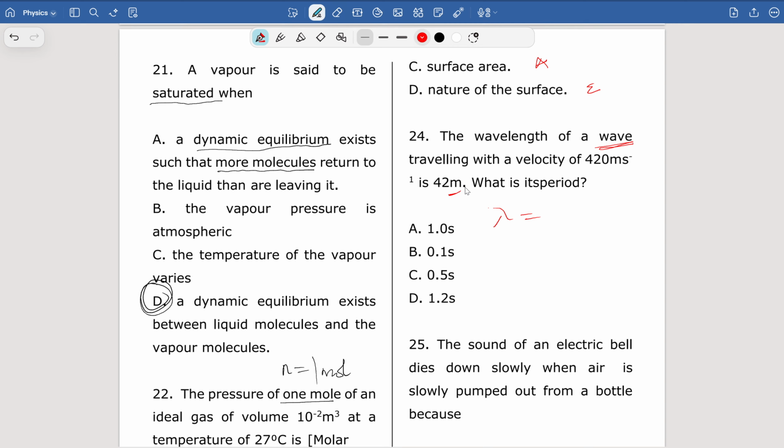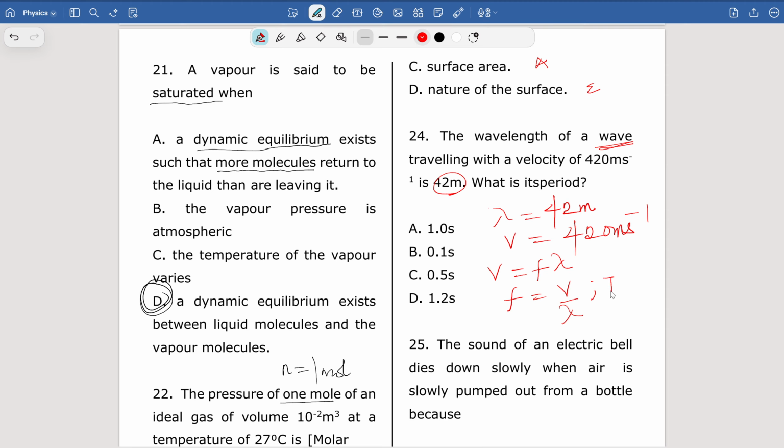Wavelengths, yes, that is 42 meters. You have the wave speed, the speed with which it is traveling, as 420 meters per second. So what is the period? You know that period is the inverse of wave frequency. So V equals F lambda, so F is equal to V over lambda, right?